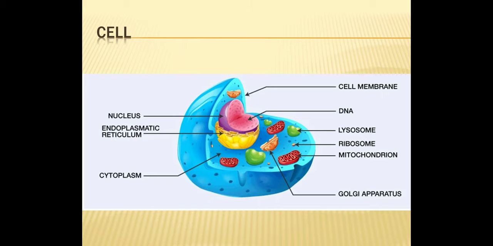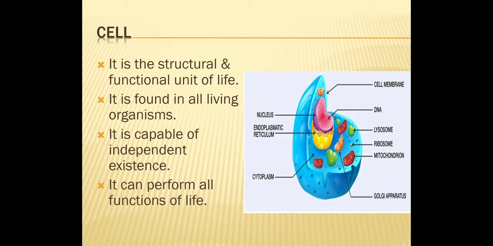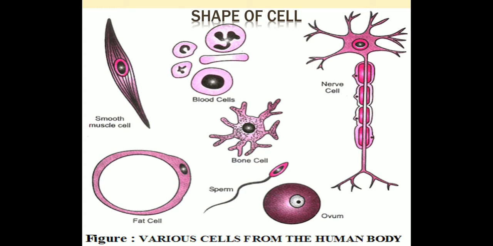If we come to the introduction, what we have to study first is about the cell. How will you define a cell? Cell is the structural and functional unit of life, or you can say it is the basic unit of life. Now, talking about different characteristics of a cell, you can see that a cell is found in all living organisms. It is capable of independent existence. It can perform all functions of life, and there is no typical shape of a cell.